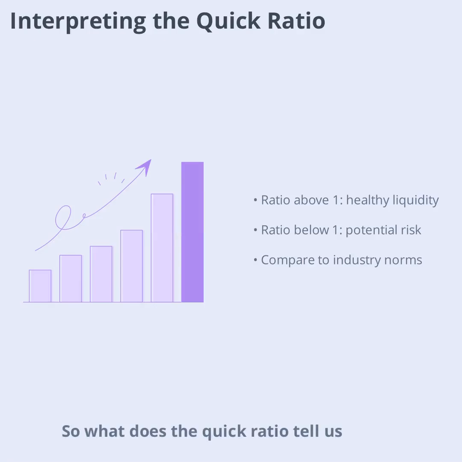What does the quick ratio tell us? A quick ratio of 1 or higher generally means a company can cover its current liabilities with its most liquid assets. If the ratio is below 1, it could signal potential liquidity problems, as the company might struggle to pay its bills without selling inventory or securing additional financing.